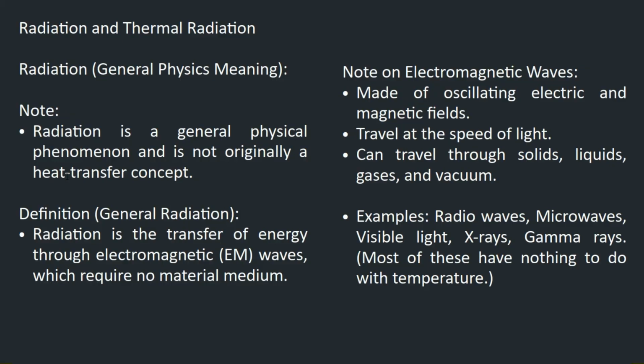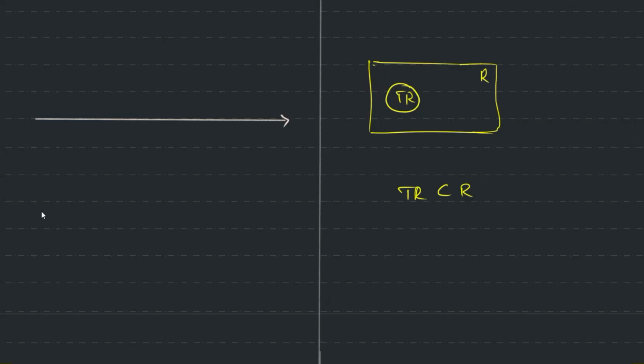Let's understand radiation. The definition of radiation is a transfer of energy through electromagnetic waves, which requires no material medium. There is a note on electromagnetic waves. An electromagnetic wave is made up of oscillating electric and magnetic fields. It travels at the speed of light, and can travel through solids, liquids, gases and vacuum. You will be studying electromagnetic waves, but anyways, let me start off here itself.